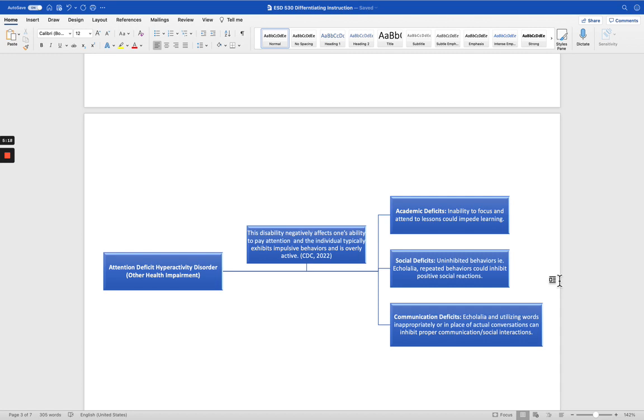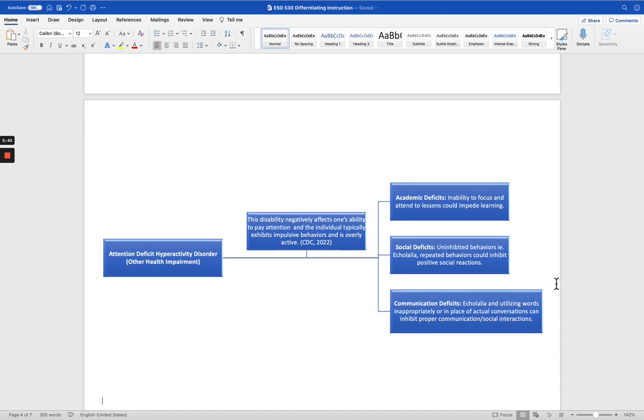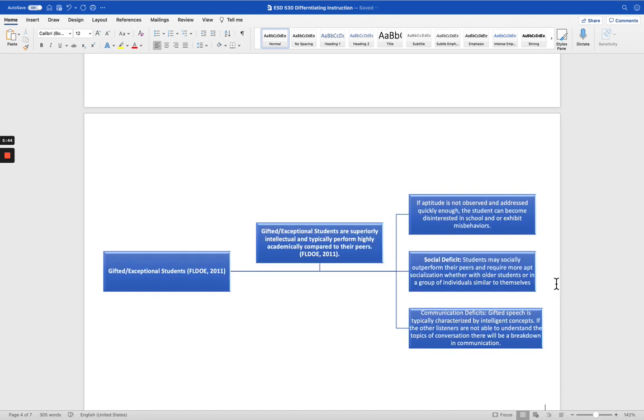Socially, there will be uninhibited behaviors, i.e., echolalia, repeated behaviors, which could impede positive social reactions. Communication-wise, echolalia and utilizing words inappropriately or in place of actual conversations can inhibit proper communication and social interactions.